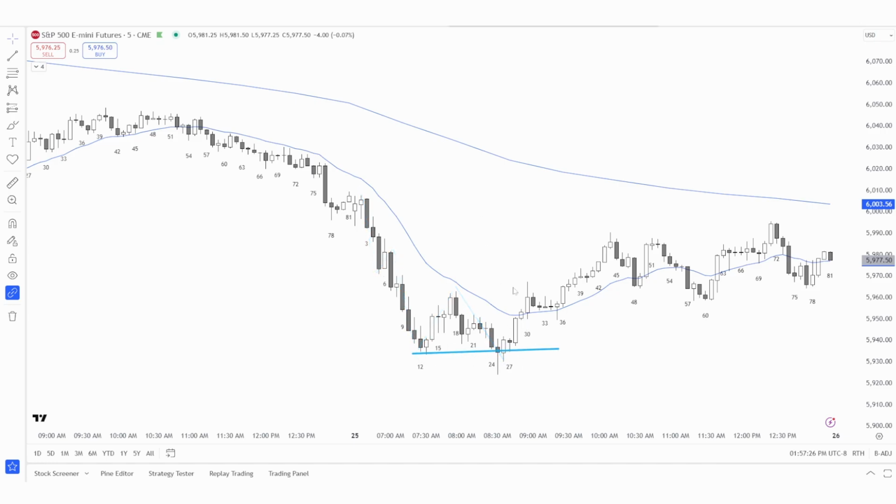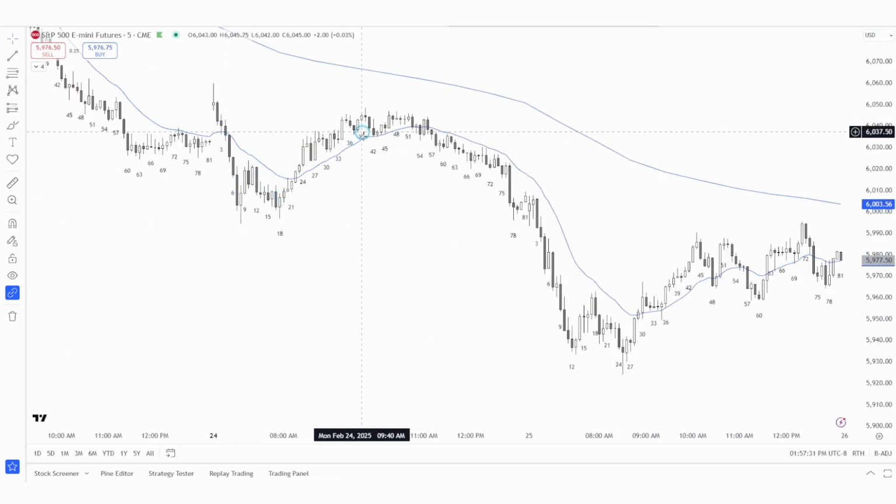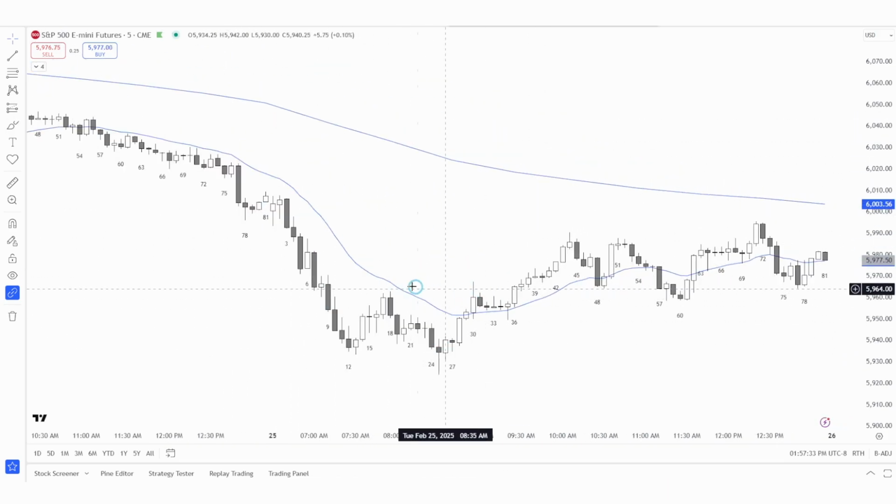Wedge bottom, double bottom. The market rallies, which was following yesterday's rhythm too. Sell off, wedge bottom rally. Sell off, wedge bottom rally.